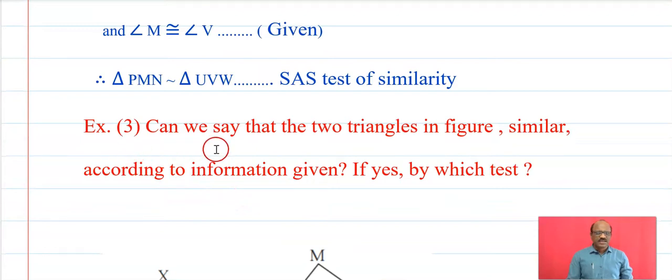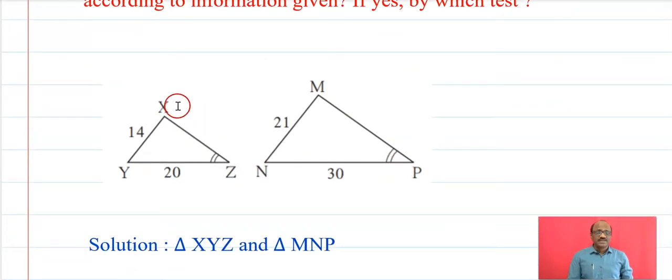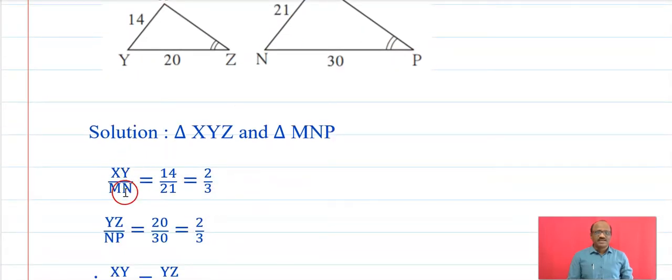Example number 3. Can we say that the two triangles in the figure are similar according to the information given? If yes, by which test? That is, triangle XYZ and triangle MNP. XY upon MN is equal to 14 upon 21, that is equal to 2 upon 3. That is the ratio of these two sides.